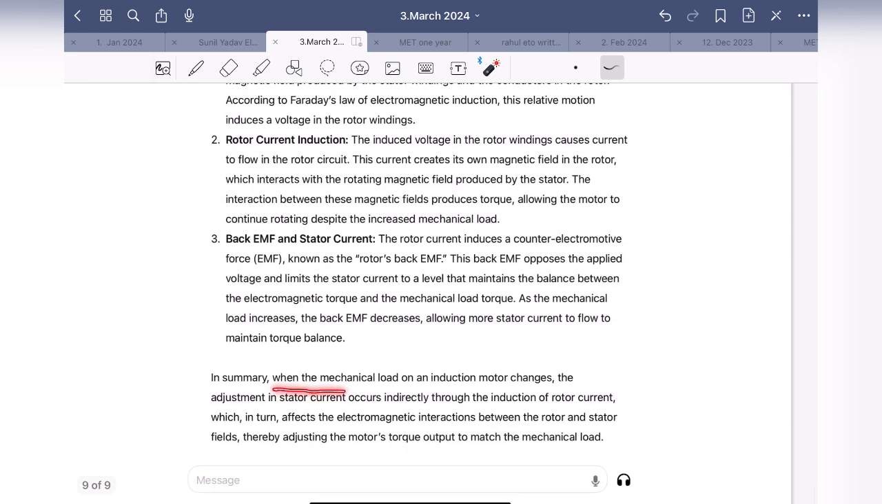So, in summary, when the mechanical load on an induction motor changes, the adjustment in stator current occurs indirectly through the induction of rotor current, which in turn affects the electromagnetic interaction between the rotor and stator fields, thereby adjusting the motor's torque output to match the mechanical load.